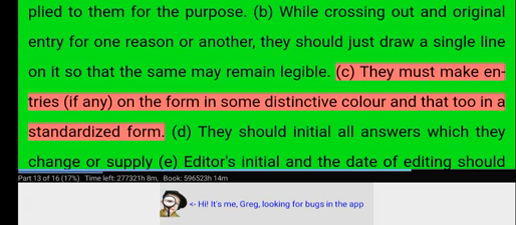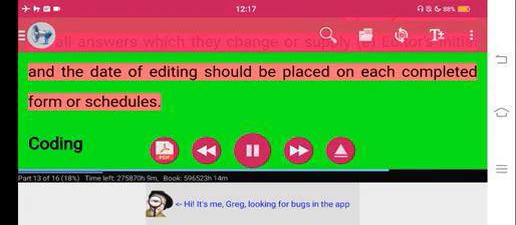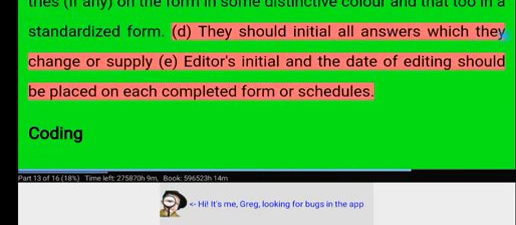C. They must make entries, if any, on the form in some distinctive color and in a standardized form. D. They should initial all answers which they change or supply. E. Editor's initial and the date of editing should be placed on each completed form or schedule.